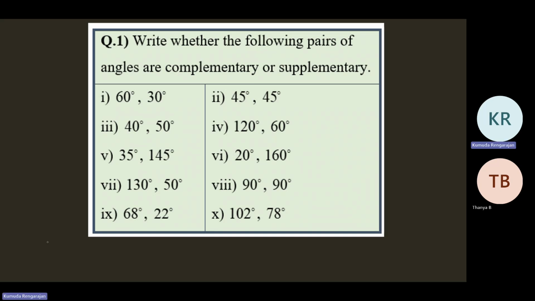Okay. So now we'll talk about complementary angles and supplementary angles. Two angles are said to be complementary if their sum is 90 degrees. If the sum of two angles is 90 degrees, then the two angles are said to be complementary angles. If the sum of two angles is 180 degrees, then the two angles are said to be supplementary angles.